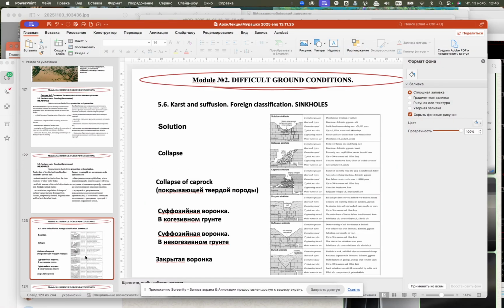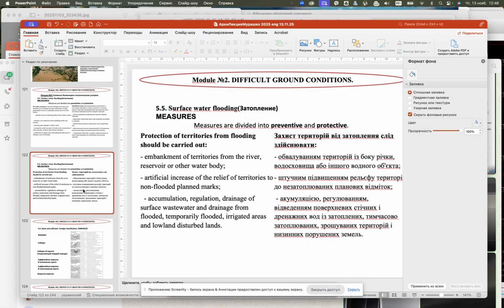The next difficult ground condition we will start in the next lecture. It is called karst and submersion. It's a really important impact of water on certain soils, and it has specific results compared with subsiding soils.